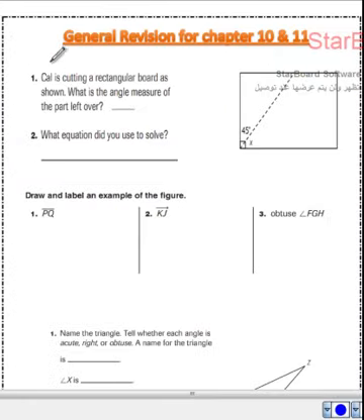In this page, question 1 says, Cal is cutting a rectangle board as shown. What is the angle measure of the part left over? He asks me about the measure of angle X.